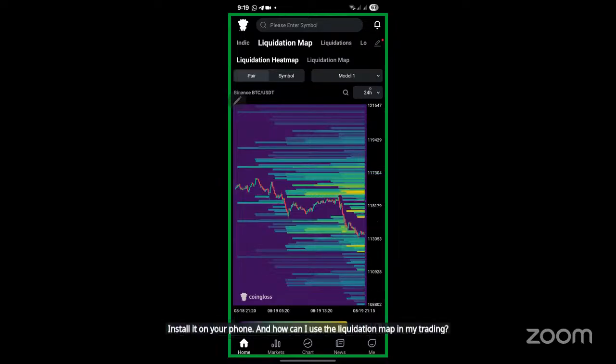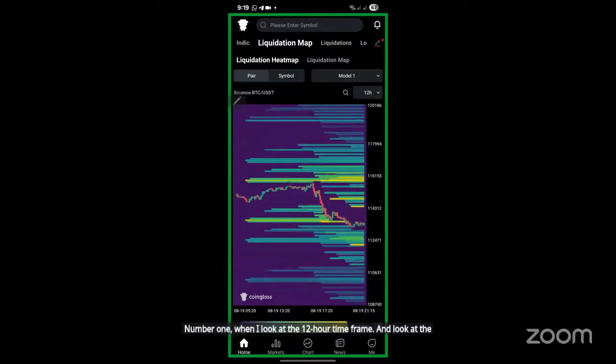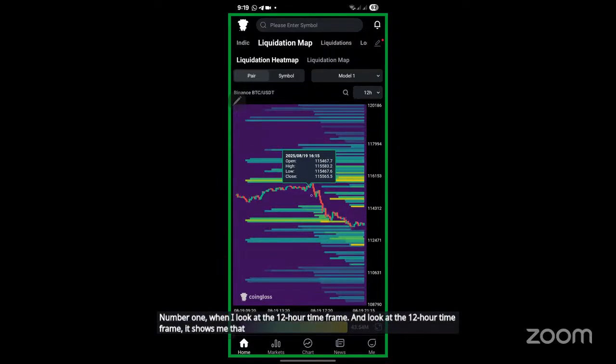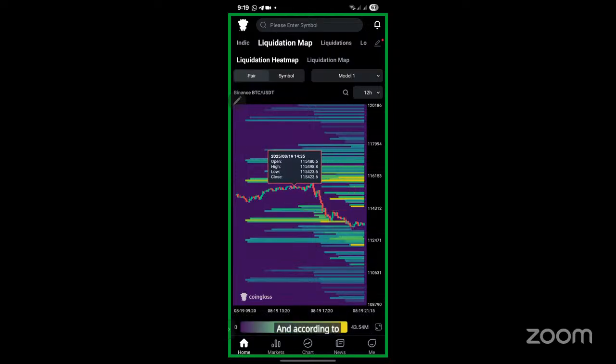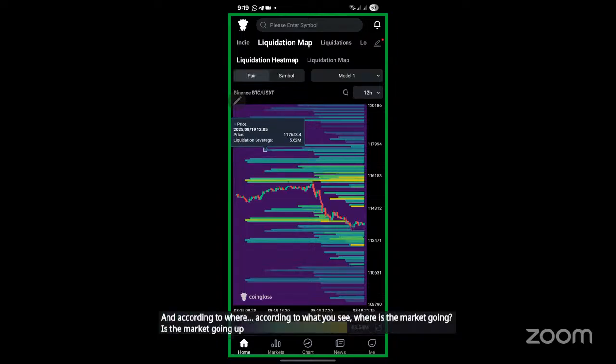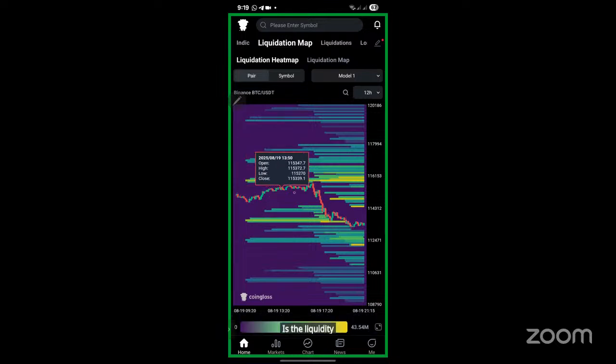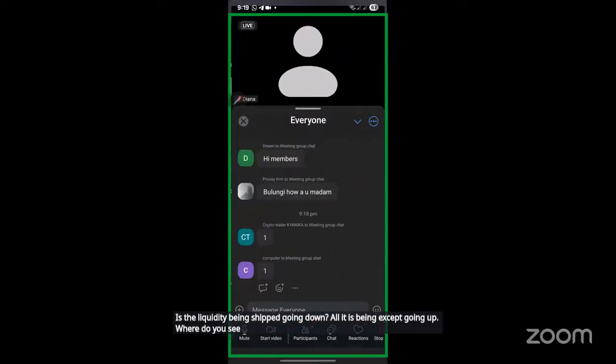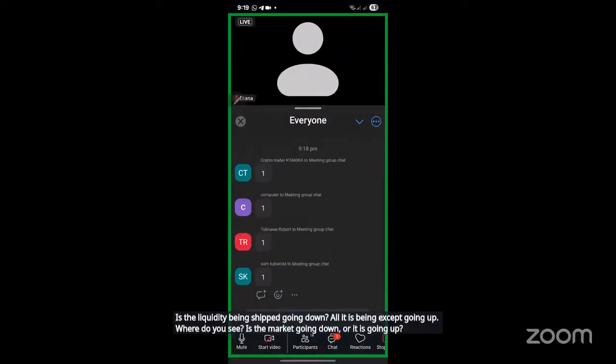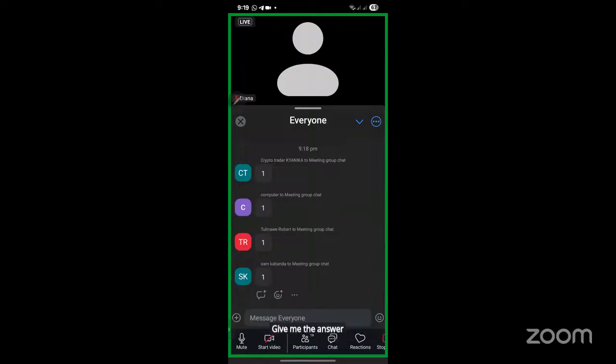Number one, when I look at the 12-hour time frame, it shows me that liquidity around here has been swept. And according to what you see, where is the market going? Is the market going up or is it going down? Is the liquidity being swept going down or is it being swept going up? Give me the answer. Is it going up or is it going down?